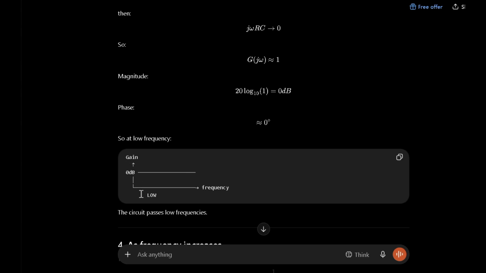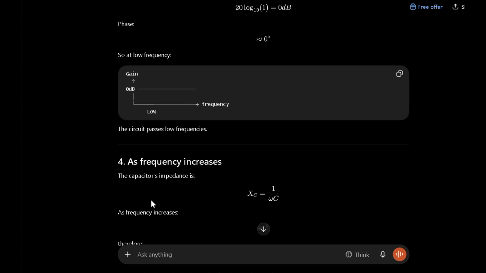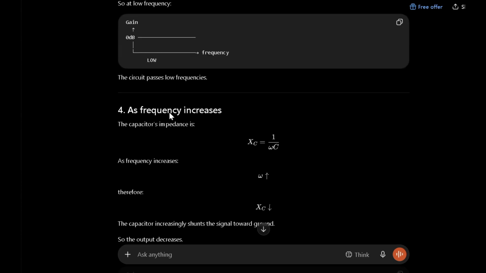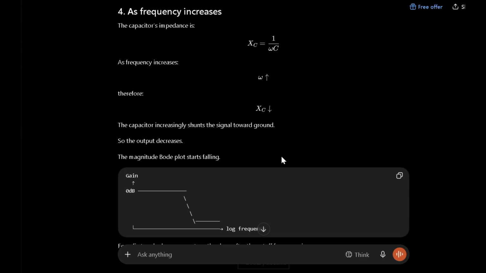The circuit passes low frequencies. As frequency increases, the capacitor impedance Xc equals 1 by omega C. As omega increases, Xc, the capacitive reactance, decreases. This is the capacitive reactance equation. The capacitor's impedance decreases and channels the signal towards ground, so the output decreases and the magnitude Bode plot starts falling. So the gain falls at high frequency.